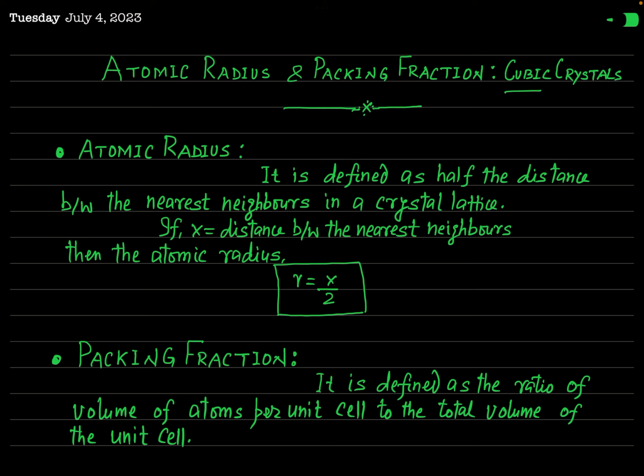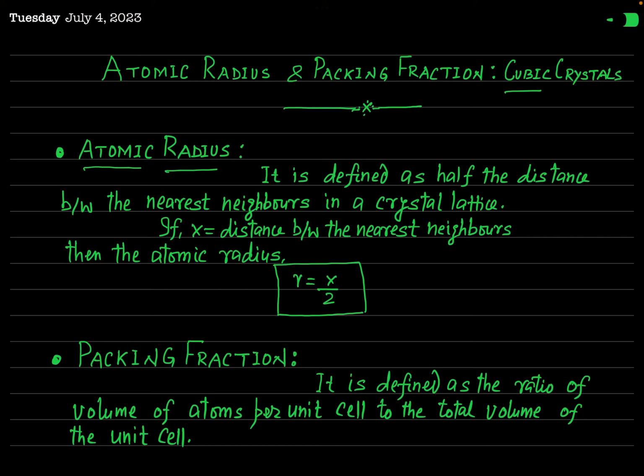Actually, these two parameters are very useful, very important parameters for the discussion of the structure of a crystal lattice. So before knowing how we can calculate these two parameters in case of the cubic crystal lattice, first of all we will define these two parameters. So let us see how we can define the atomic radius.